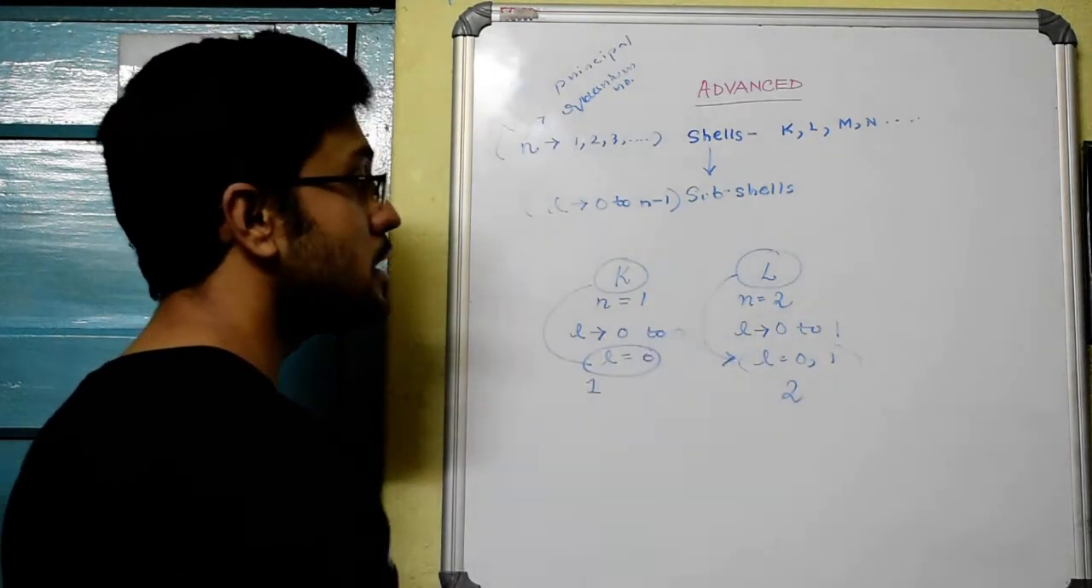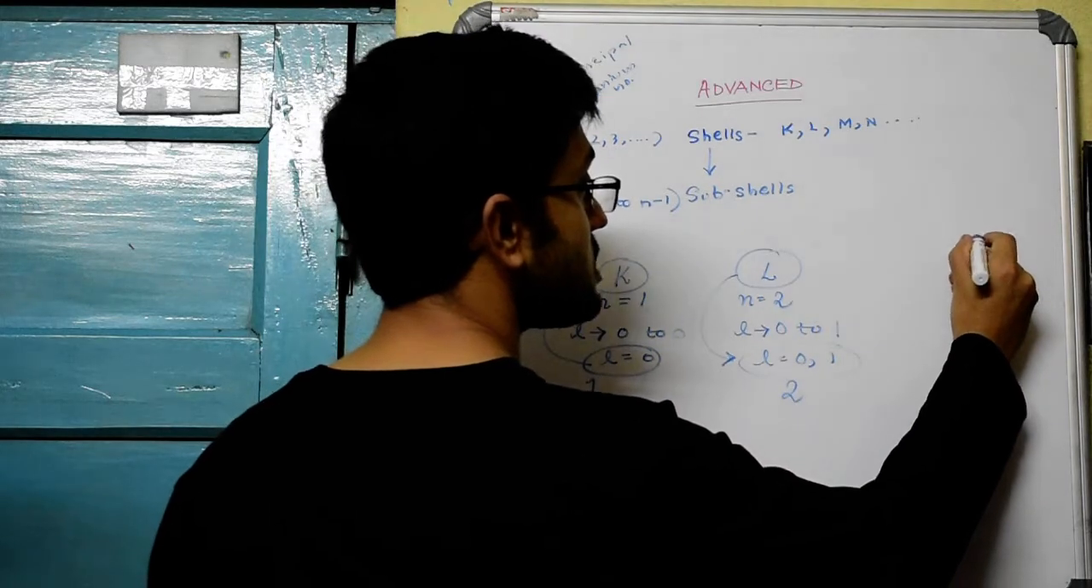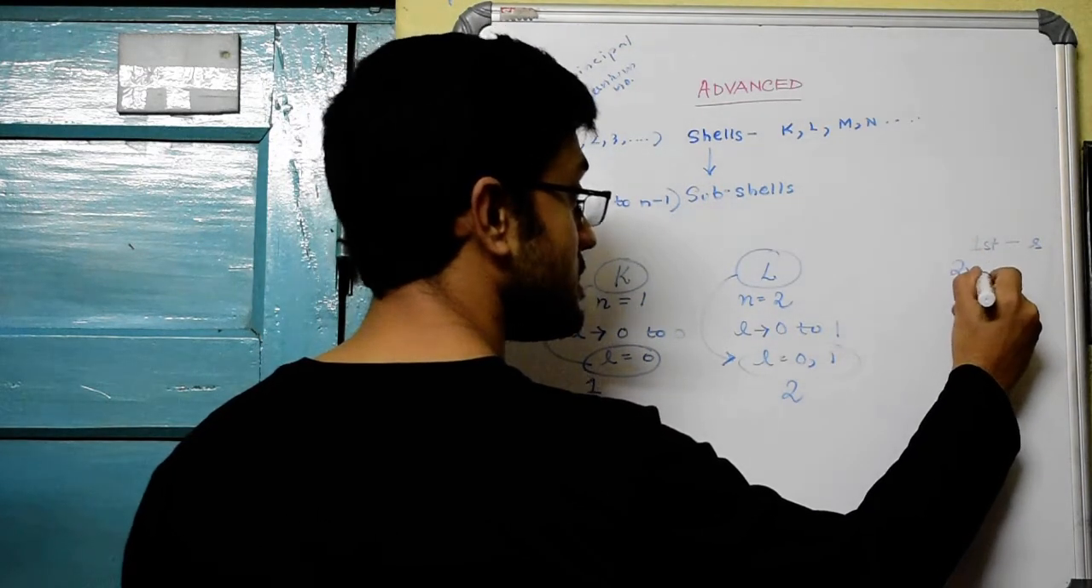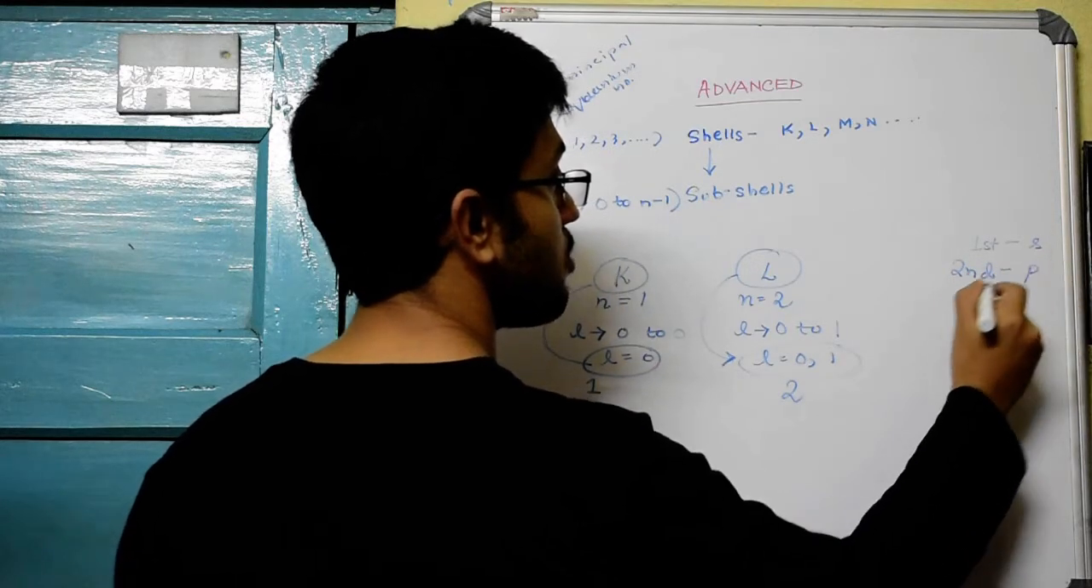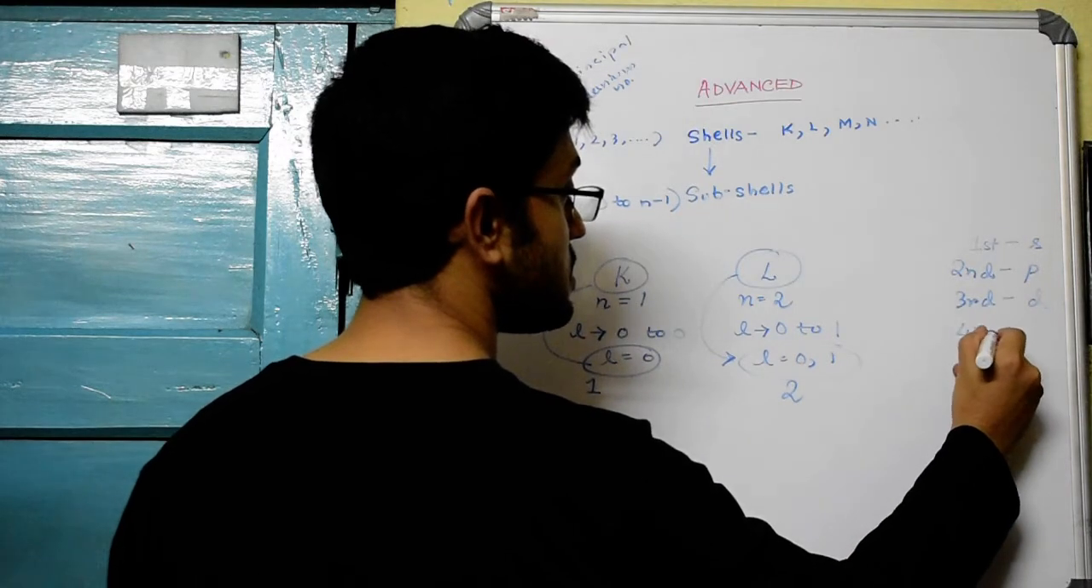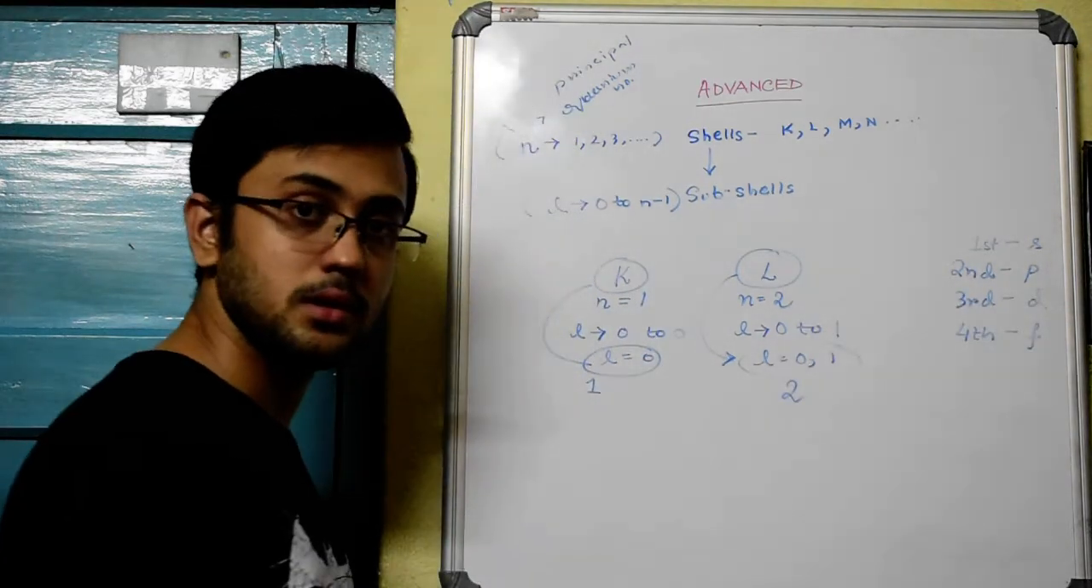And the subshells are denoted by these letters. If it is the first subshell, it is denoted by the letter small s. If it is the second subshell, it is denoted by the letter small p. Third subshell by d. The fourth subshell by f, and so on. These are the nomenclature.